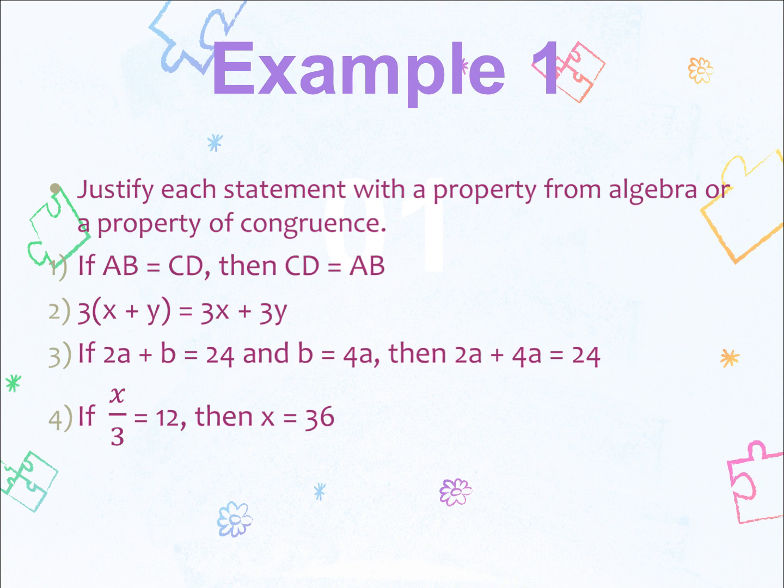So looking at number 1, if AB equals CD, then CD equals AB. What property is that going to be? Symmetric. Good. It's symmetric. Okay, it's flipped. Think of my line of symmetry. So this is my symmetric property of equality.